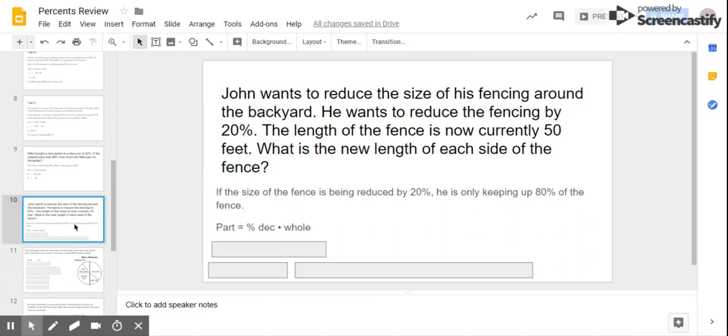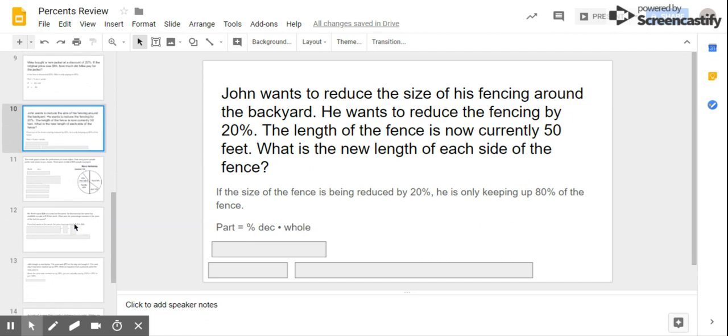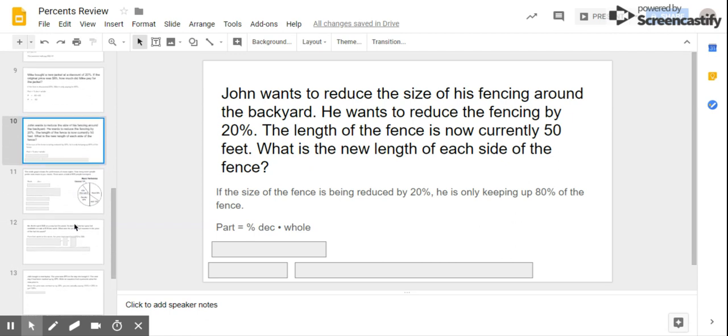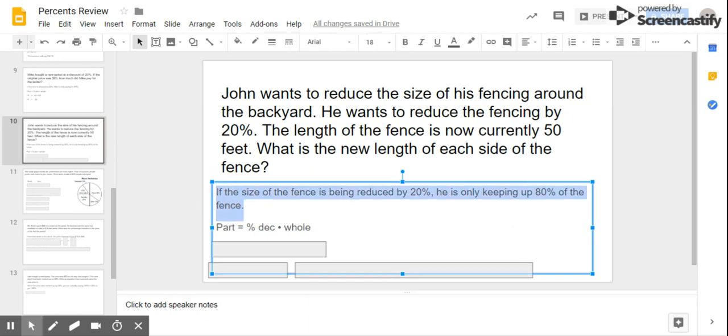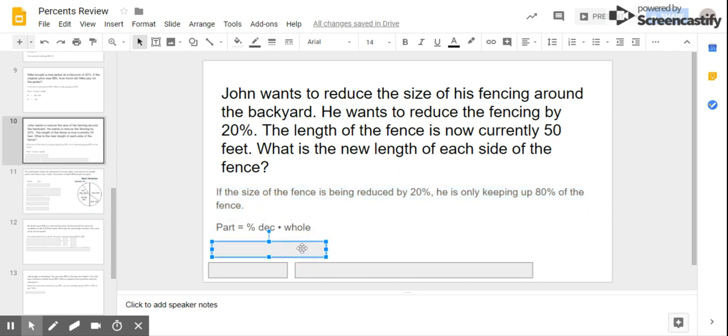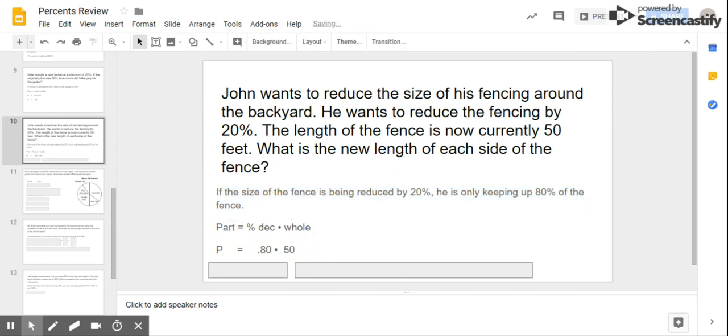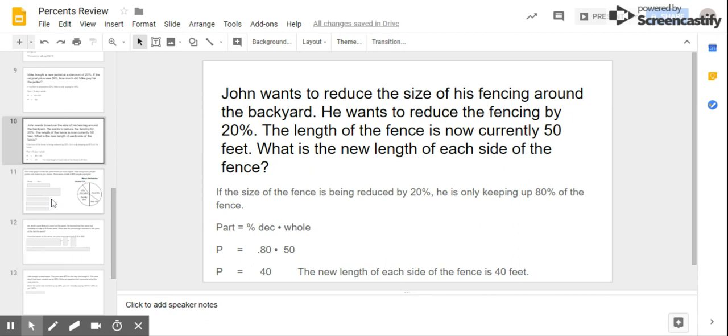Okay, the next question says, John wants to reduce the size of his fencing around the backyard. He wants to reduce the fencing by 20%. The length of the fence is now currently 50 feet. What is the new length of each side of the fence? So if the size of the fence is being reduced by 20%, he's only keeping 80% of the fence. Okay, that's your important concept. That's your comprehension that you need to understand of this question. All right, and then from there you can continue. So he's keeping 80% of the fence, so you would do 0.80 times 50, which will get you 40. So the new length of each side of the fence is 40.